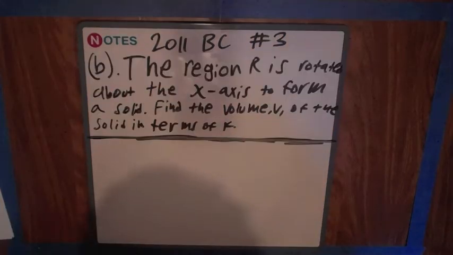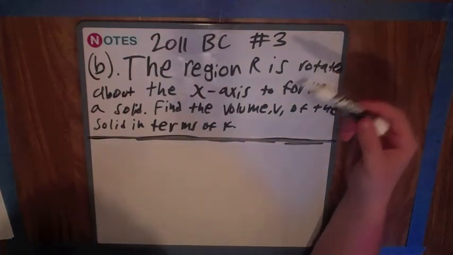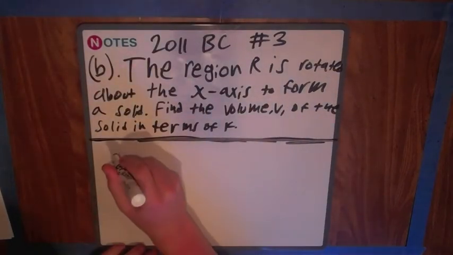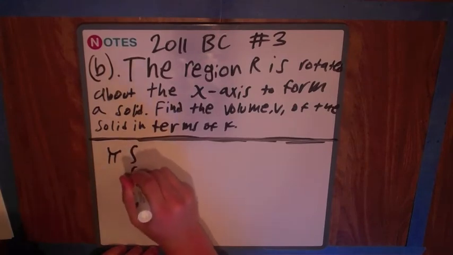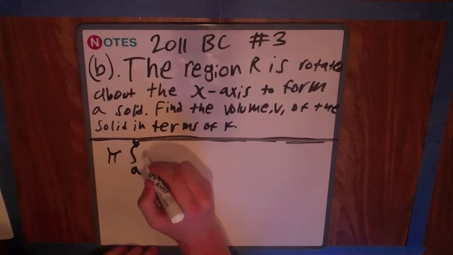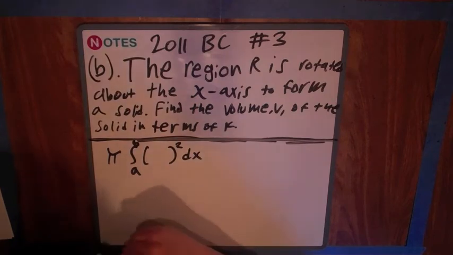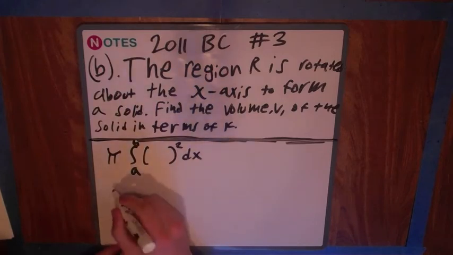The region R is rotated about the x-axis to form a solid. Find the volume V of the solid in terms of k. So for this problem, we're going to need to find the area revolved around the x-axis. To do this, we're going to use our formula that we should hopefully remember of pi times the integral from our desired values, whatever our function is, squared in terms of x. So we know our function, and that is e to the 2x. So we're going to plug that in.